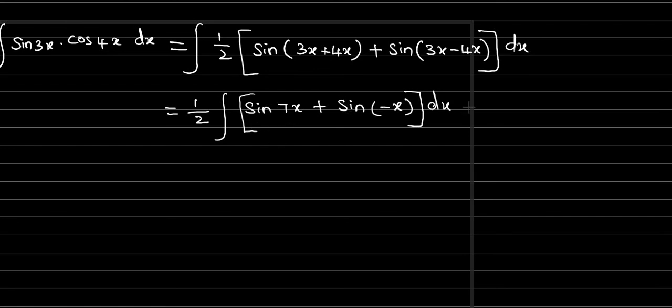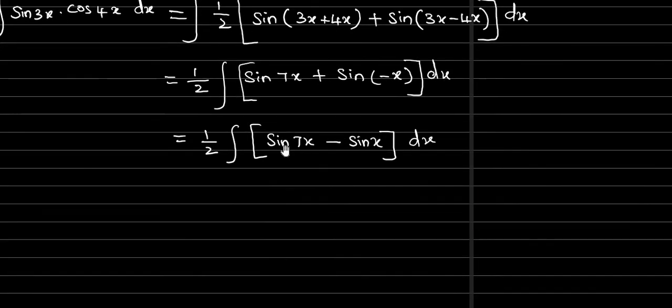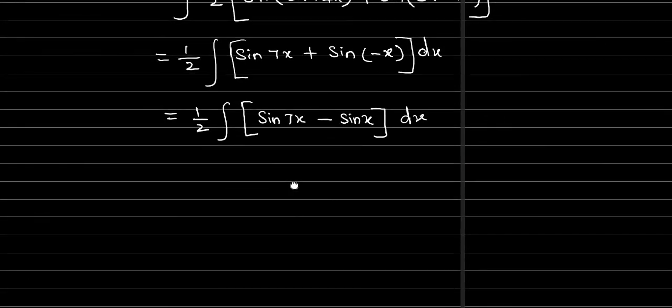And in trigonometry, sine minus theta. So for the sine function, if we have an angle in negative, we can carry it outside. Minus sine theta. So this minus sign, we can carry it outside. Then this one becomes 1 by 2 integral sine 7x minus sine x dx. Okay, next one. Integral is applicable for both of the terms.